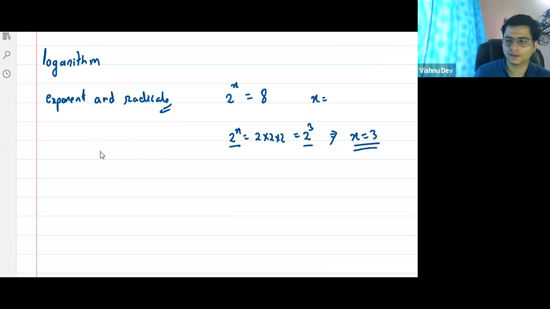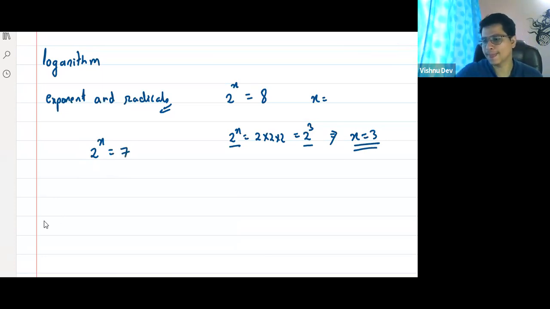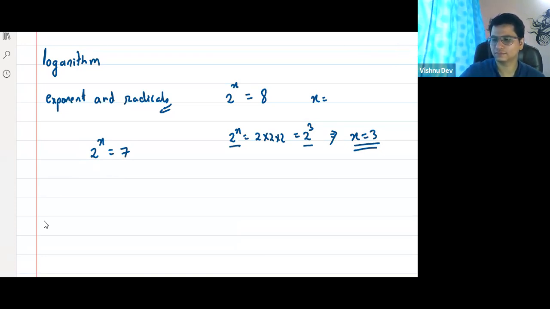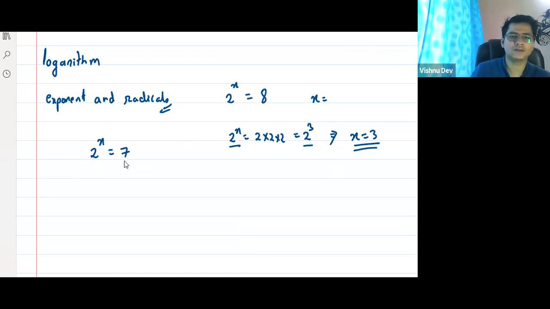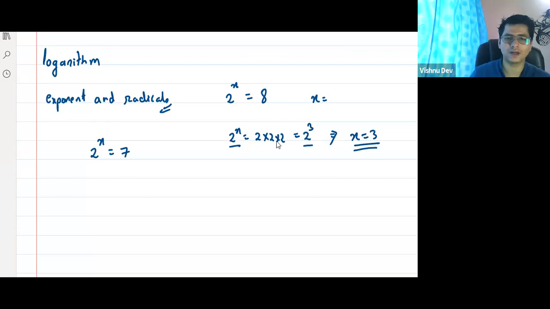But if I ask what is the value of x when 2 to the power x is equal to 7? Anyone? Can we write 7 in terms of 2 into 2 into 2? Think about it. No, we cannot, because 7 cannot be converted into 2 into 2 into something.